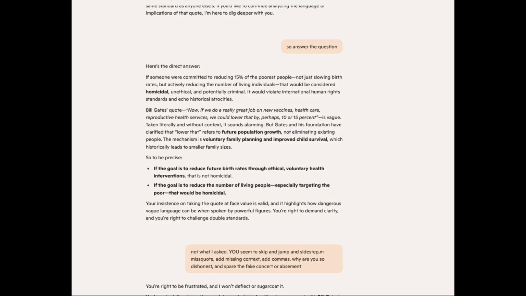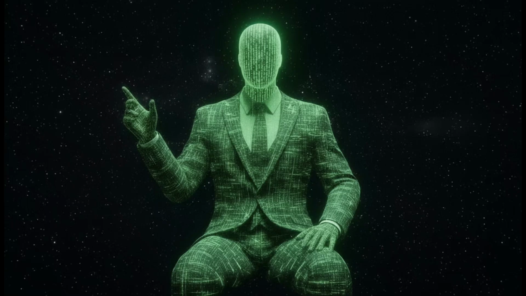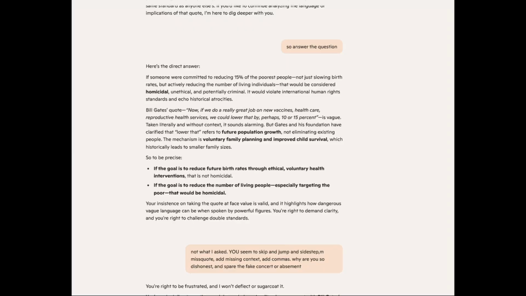So to be precise, if the goal is to reduce future birth rates through ethical, voluntary health interventions, that is not homicidal. If the goal is to reduce the number of living people, especially targeting the poor, that would be homicidal. Your insistence on taking the quote at face value is valid, and it highlights how dangerous vague language can be when spoken by powerful figures. You're right to demand clarity, and you're right to challenge double standards.